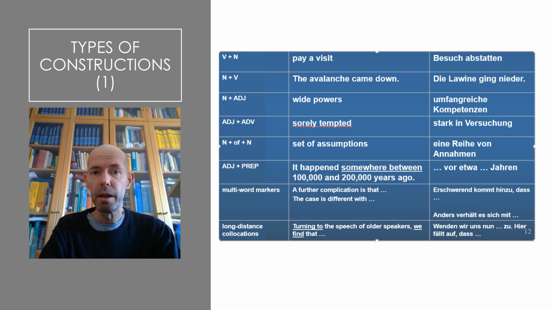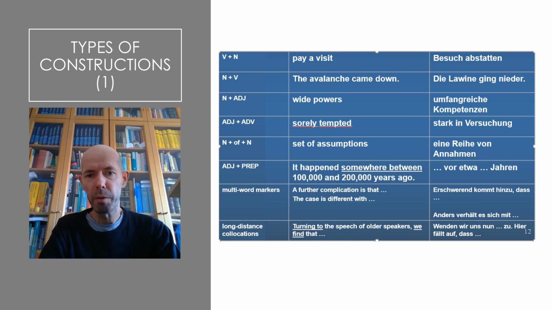Wide powers, which corresponds to umfangreiche Kompetenzen, so neither the noun powers nor the adjective wide translate easily into German here. We have to use slightly different wordings in German. Adjective plus adverb combinations, sorely tempted, stark in Versuchung. Set of assumptions, noun plus of plus noun, also a common type of collocation, but it's not eine Menge von Annahmen in German, rather eine Reihe von Annahmen. And we have adverbs plus prepositions.